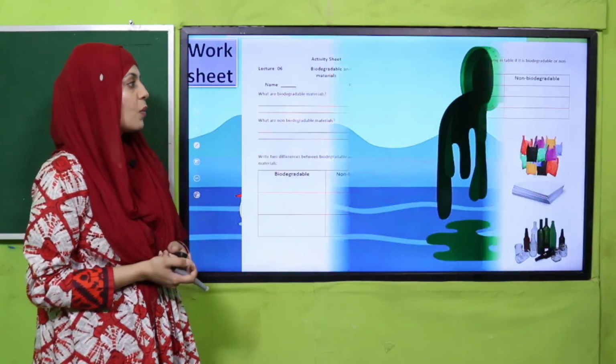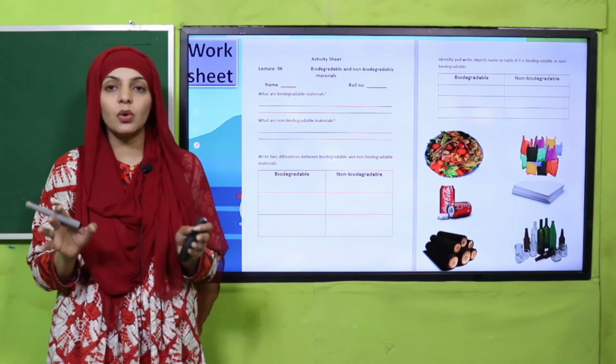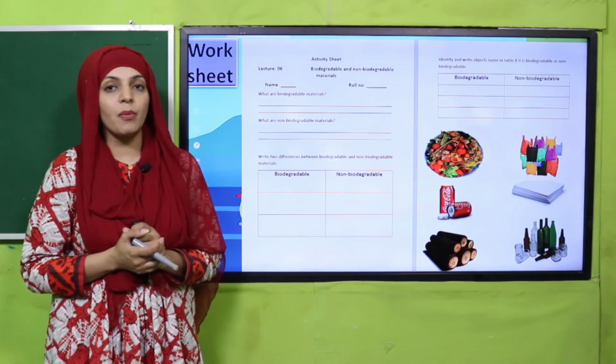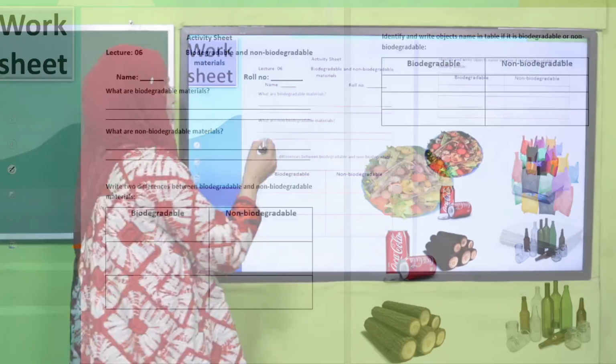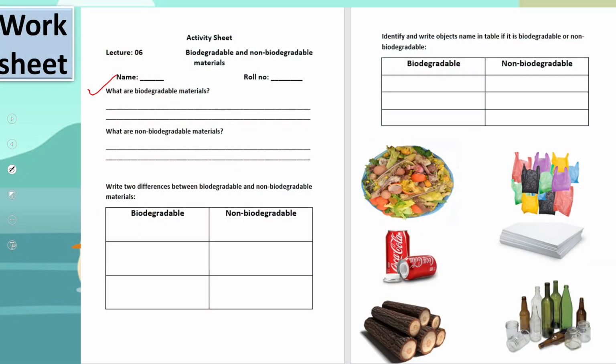For practice, you can download this worksheet from the description box below this video, or you can get it in print form by your teacher. Write down your name and your class and then answer the question, what are biodegradable materials? What are non-biodegradable materials? Write 2 differences between biodegradable and non-biodegradable material. Identify and write the object name in the table if it is biodegradable or non-biodegradable.